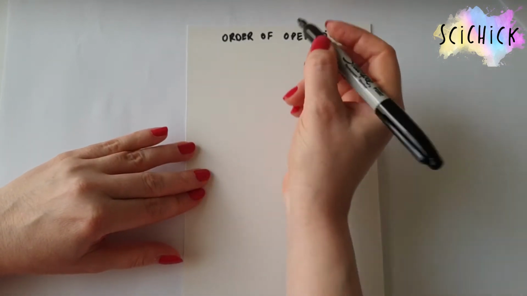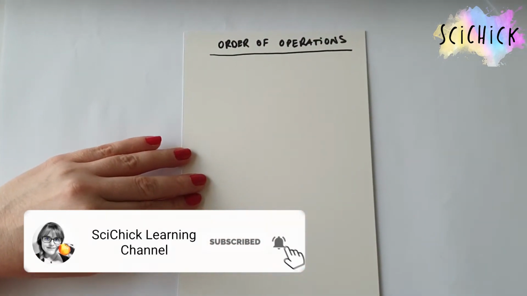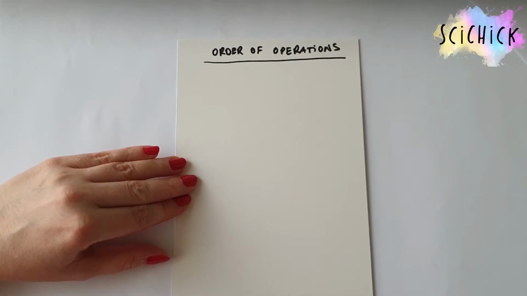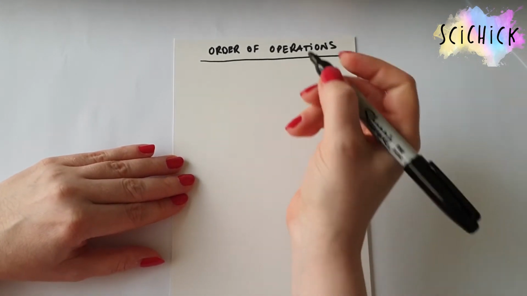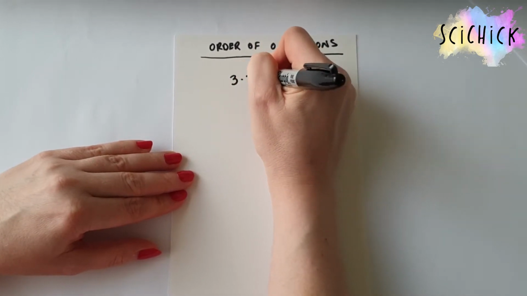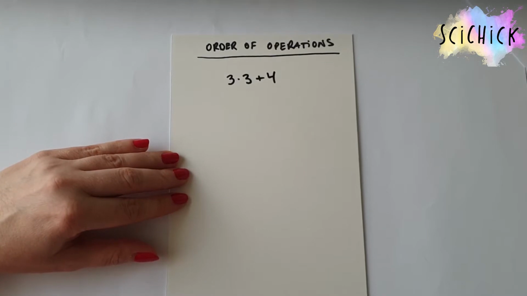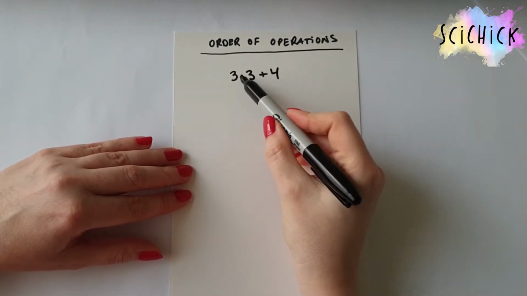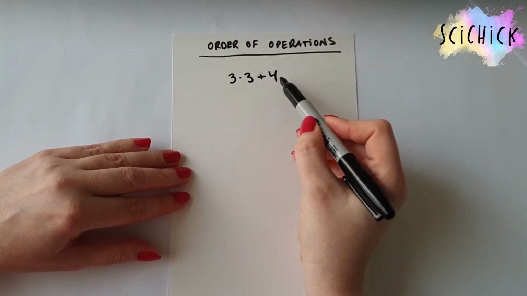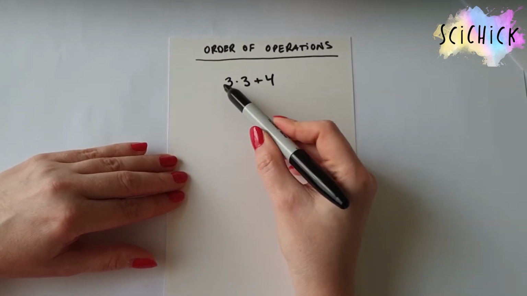Today we're going to learn about order of operations. What does that mean? Well, let's say we have a problem. We have 3 times 3 plus 4. Now where are we supposed to start? Are we supposed to start by doing 3 times 3 and then plus 4? Or are we supposed to start by doing 3 plus 4 and then times 3?